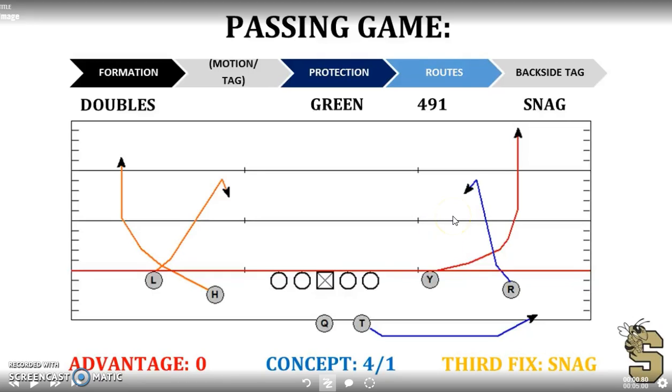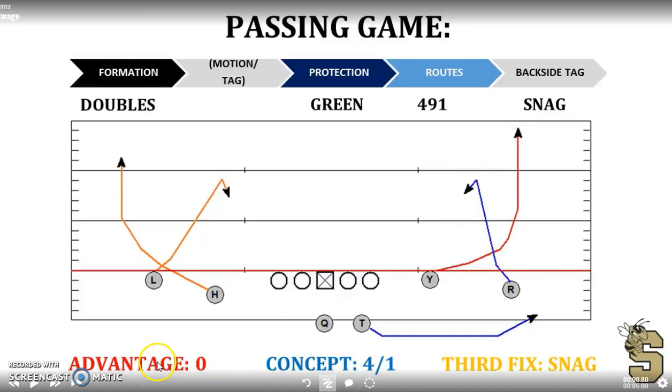So versus any type of defense here, when we go 491, we are always going to read the corner. Because if that corner, whether he is a cover 2 corner, a cover 4 corner, or even a cover 3 corner, does anything that makes him drive or carry that 4 route, then that means that they are asking a different defender to run with the 9. So if that corner attacks and squeezes the 4, we are going to throw that advantage route on the 9.